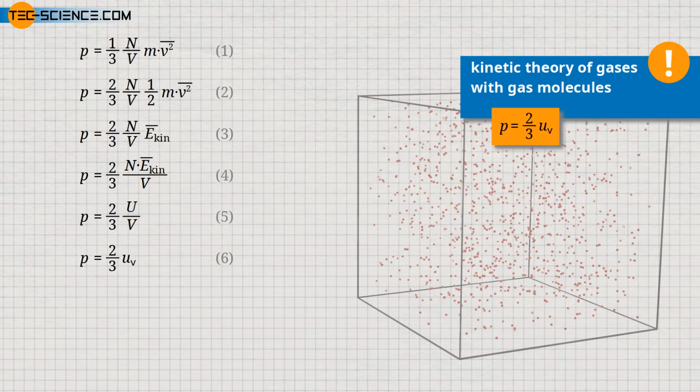Due to the fact that classical mechanics was used for the derivation under the assumption of the validity of 1/2 mv squared for the kinetic energy, the obtained relationship between pressure and energy density applies only to classical ideal gases.